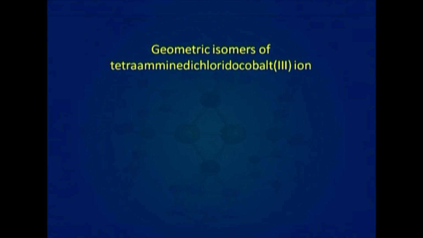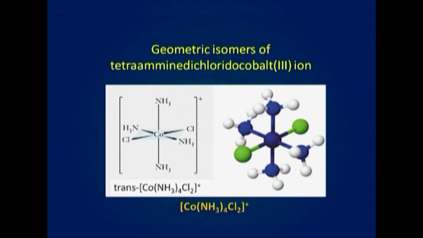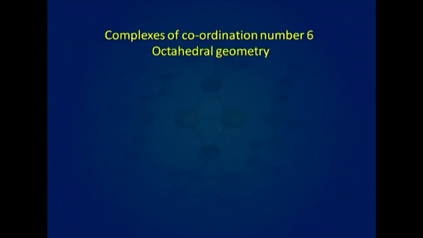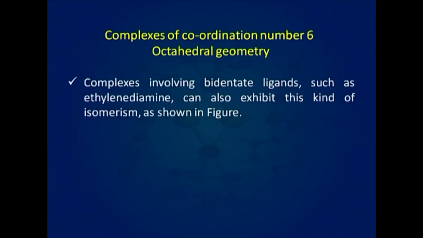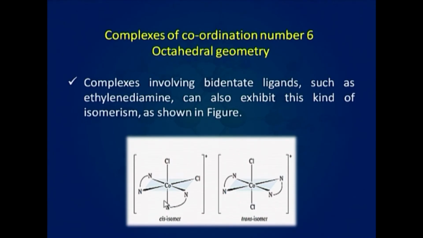Now, geometric isomers of tetraamminedichloridocobalt(III) ion. Here you can see the two chlorines are at 180 degrees to each other. So, this is a trans isomer. The complexes involving bidentate ligands such as ethylenediamine can also exhibit this kind of isomerism.